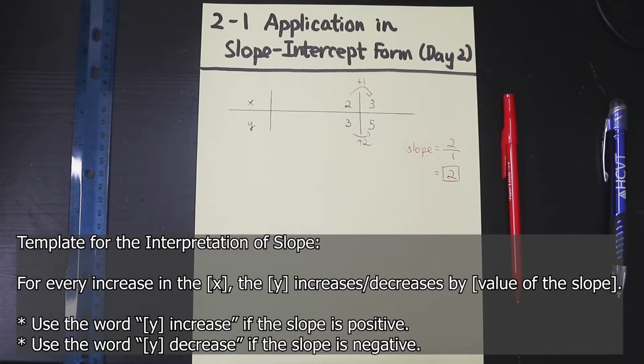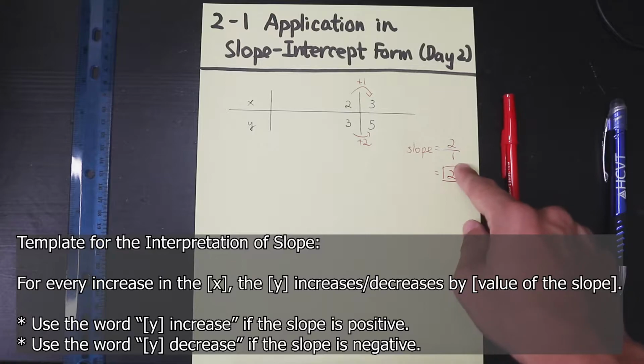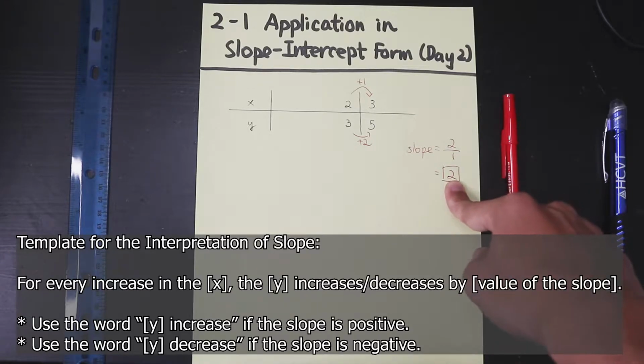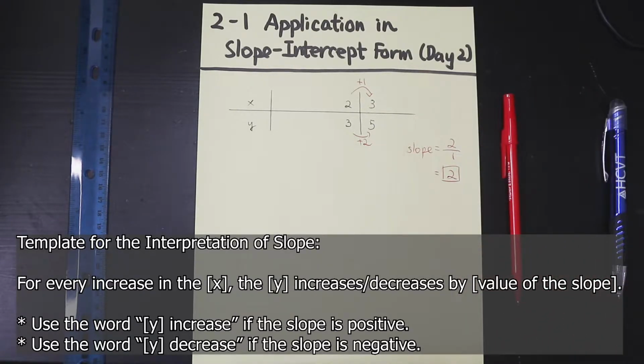The meaning of the slope again is for every increase in the x value, whatever the x value is in the word problem, the y value, whatever y stands for in the word problem, increases by whatever the slope value is. Okay, it might sound a little confusing right now, but when we get to the word problems, we're going to use this template to help us write the meaning of the slope value.